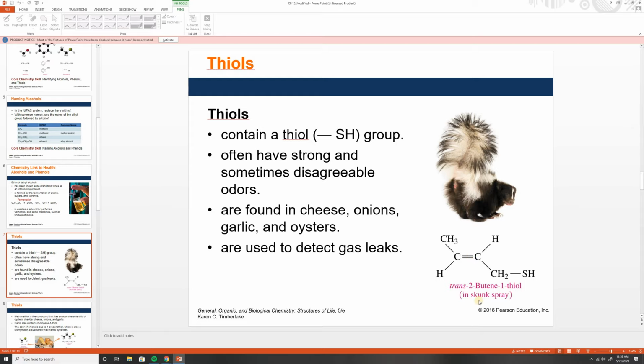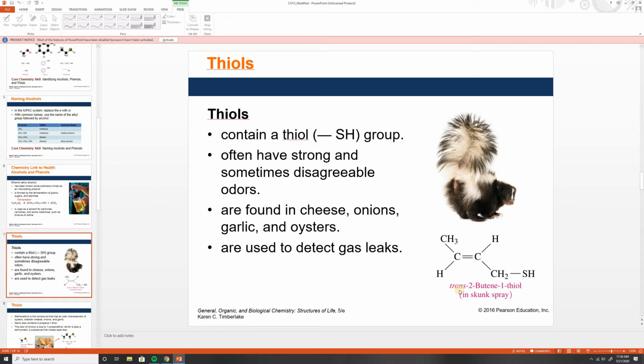So for trans, that means the non-hydrogen groups are on opposite sides of the double bond. So let's see the non-hydrogen groups. That's this CH3. First, locate the double bond right here. CH3 is up here. And then the other group is this CH2SH. CH2SH is on the bottom side of the double bond. Meanwhile, the CH3 is on the top side of the double bond. Therefore, they have a trans configuration.